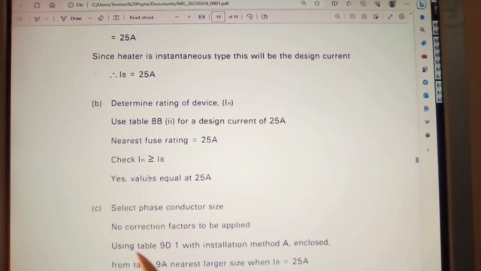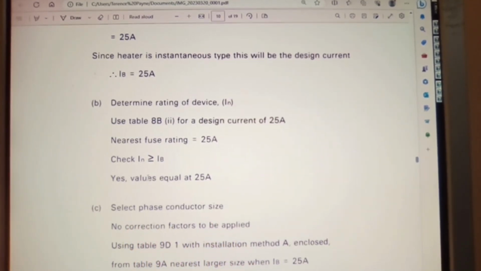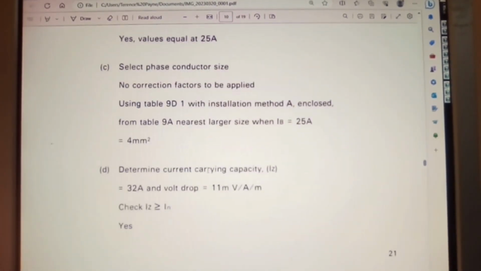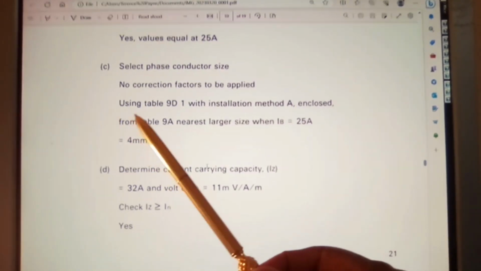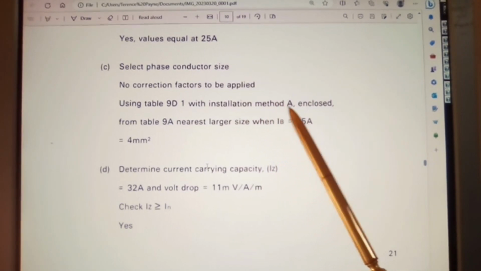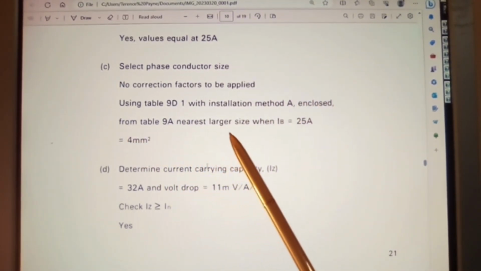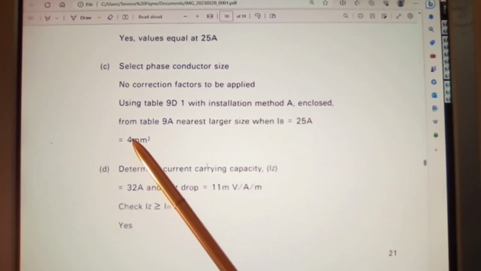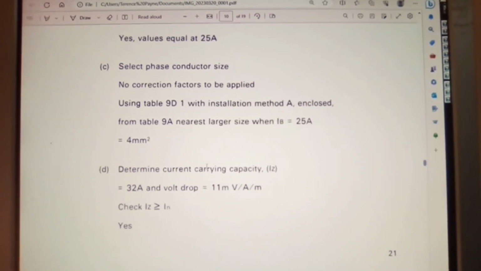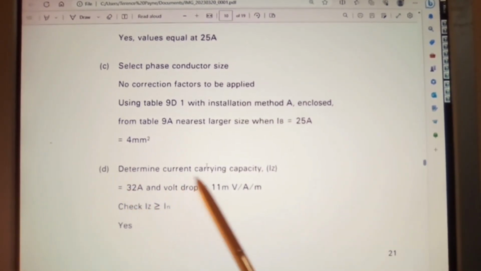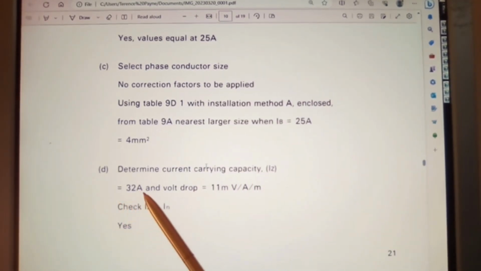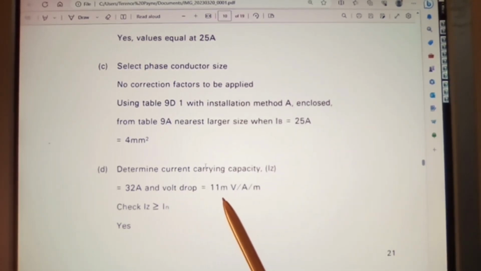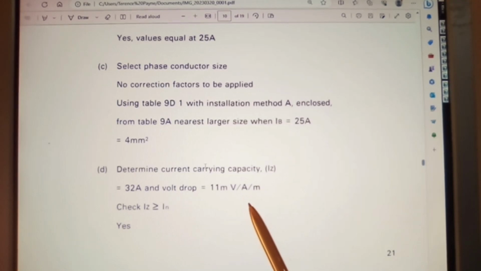Select phase conductor size. No correction factor to be applied. And again here using table 9D1 with installation method A enclosed. From table 9A, nearest larger size when IB equals 25 amps is equal to 4 millimeter cable. Okay. Now determine current carrying capacity, IZ equals 32 amps and volt drop equals 11 millivolt drops per amp per meter.